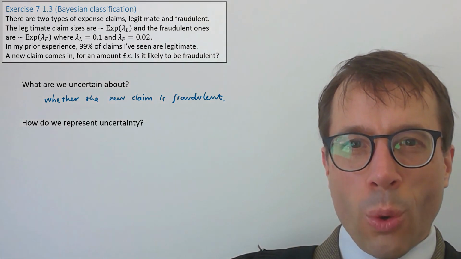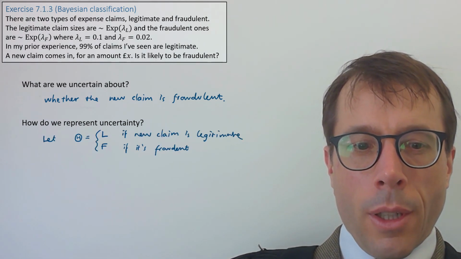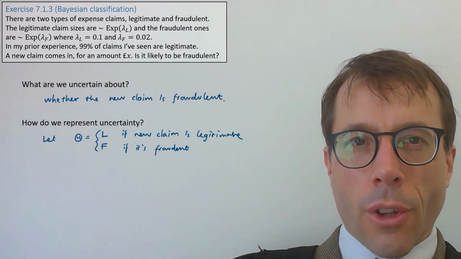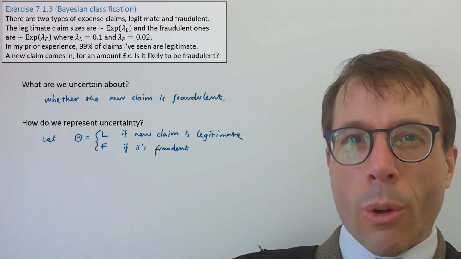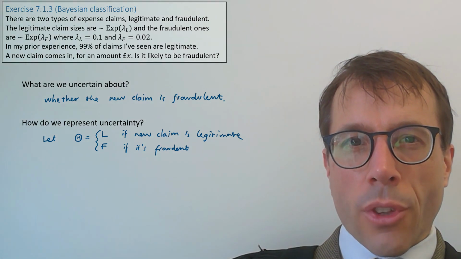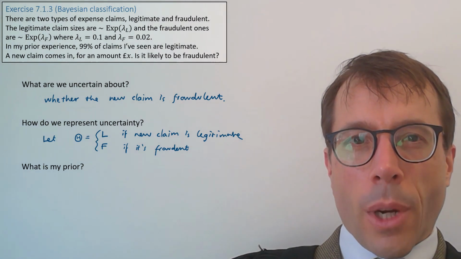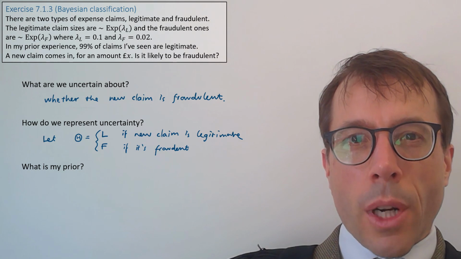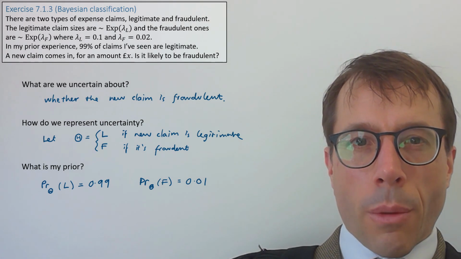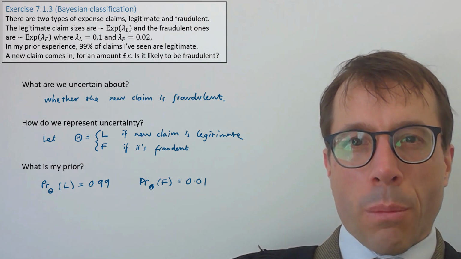The Bayesian answer is always, we represent uncertainty by means of a random variable. Let's invent a random variable big theta, whose possible values represent the possible resolutions of our uncertainty. Let's say theta takes values either L or F. It takes value L if the claim is legitimate, F if it's fraudulent. Next, the Bayesian asks themselves, what's the prior on this uncertainty? The question generously gives us a hint by using the word prior. It tells us, in my prior experience, 99% of claims I've seen are legitimate. We can use this as our prior. We'll say that the prior distribution on theta is theta equals L with probability 99%, theta equals F with probability 1%.